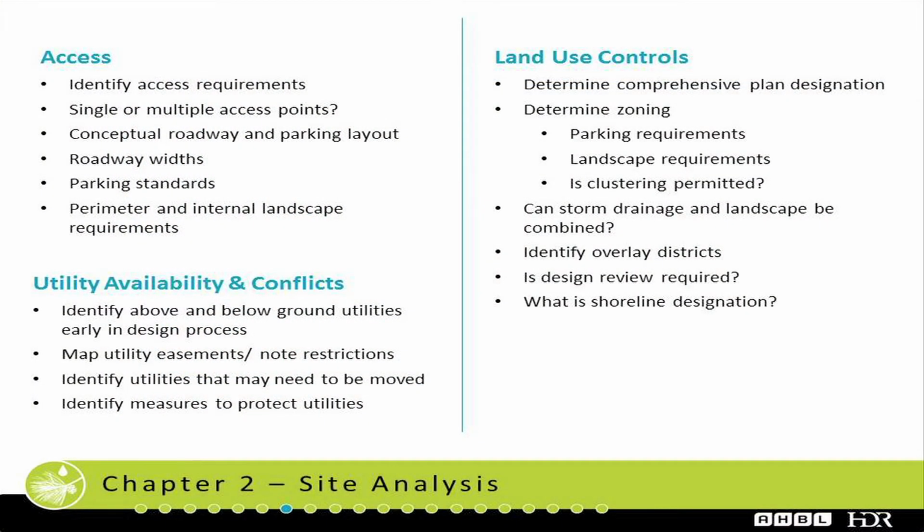So those are all elements that we need to think about incorporating, including in our landscape codes, more flexibility for the designer to combine landscape with storm drainage management and more innovative ways to encourage a deeper, better, healthier soil profile, not only for plant health, but also for storm drainage. Utility availability and conflicts. Identify above and below ground utilities early in the design process. I mean, this obviously is, to engineers, very, very basic, but map utility easements, note restrictions, identify utilities that may need to be moved, identify measures to protect those utilities.